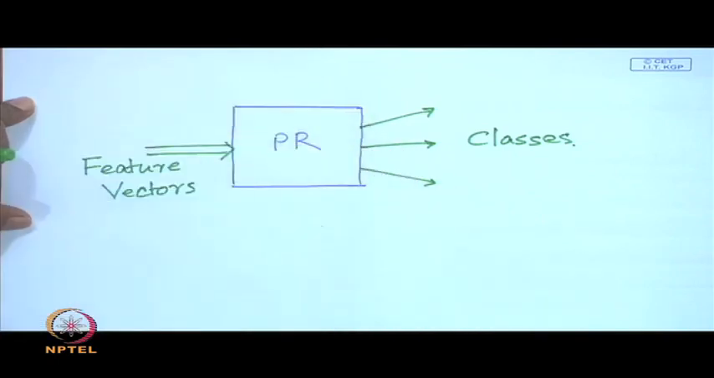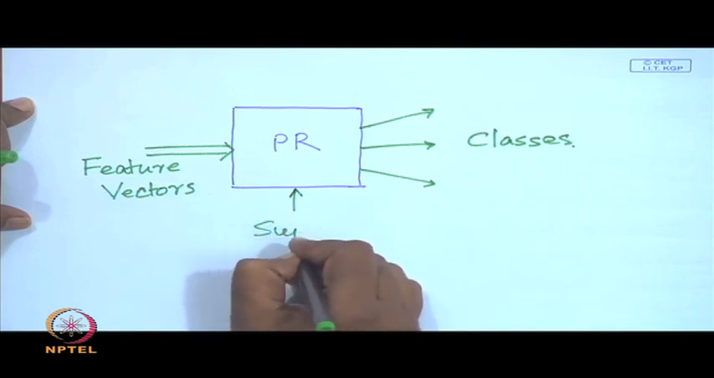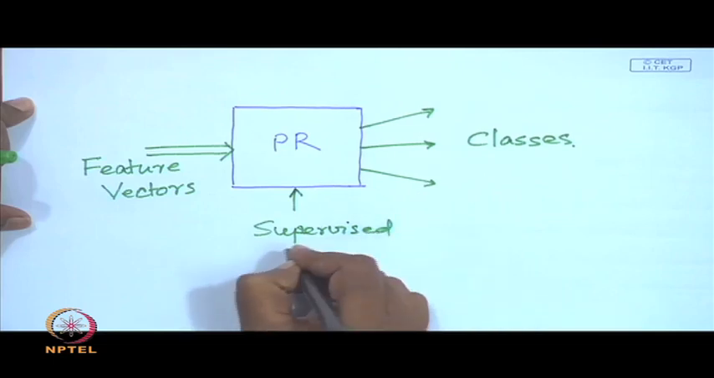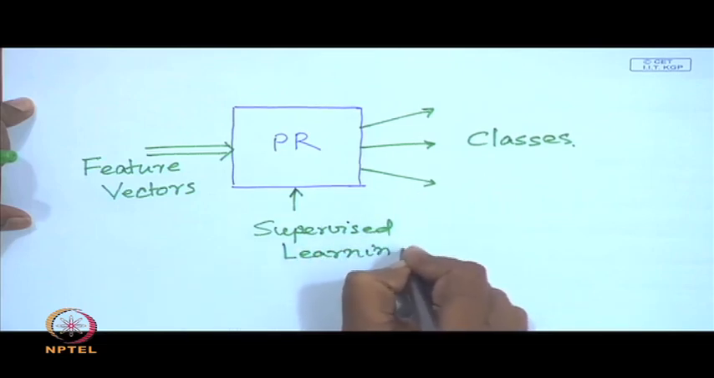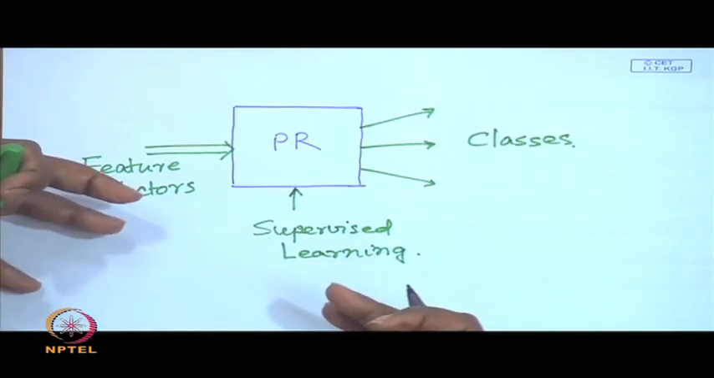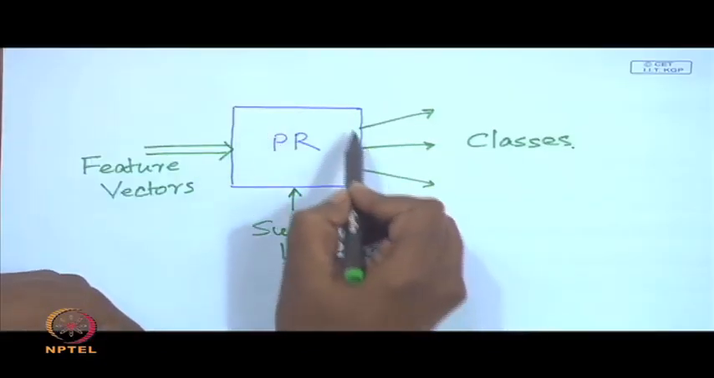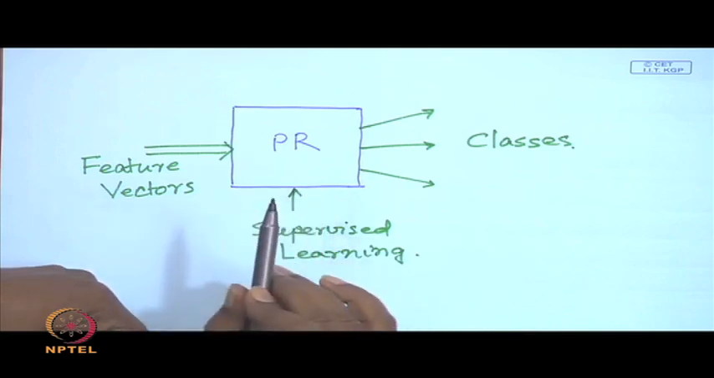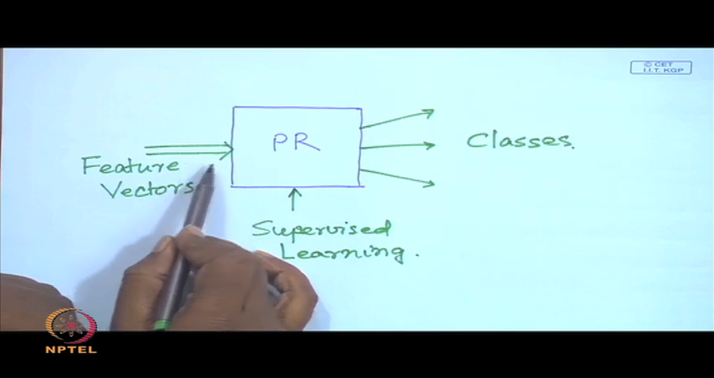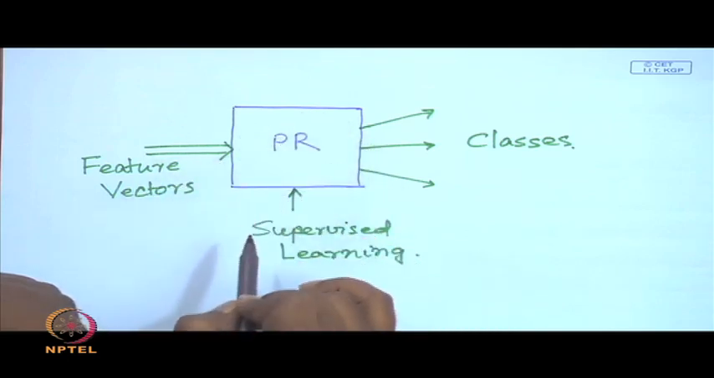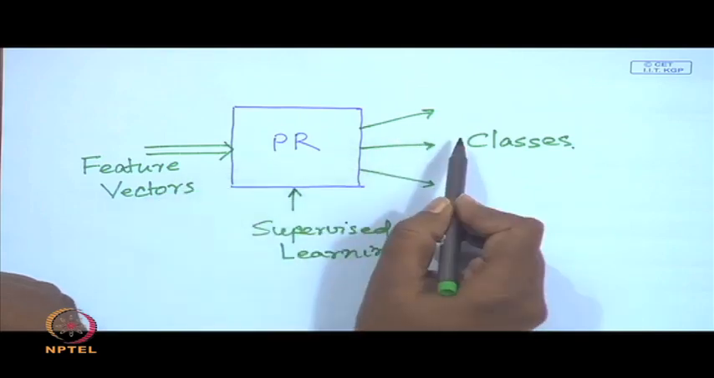And this pattern recognition system must be trained by a supervised learning approach. For supervised learning, I have to input different sets of feature vectors, and for each set I must know from which class that particular set of feature vectors has come. That is what makes it supervised, and based on that information I train the pattern recognition system. Once it is trained, then given an unknown feature vector, the system must be able to recognize to which class this feature vector should belong.